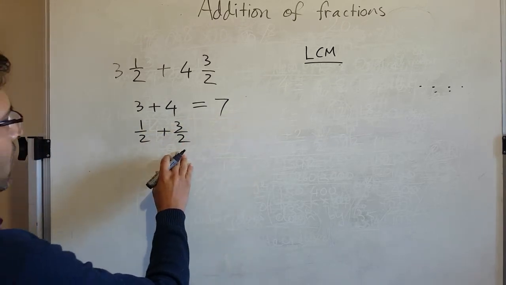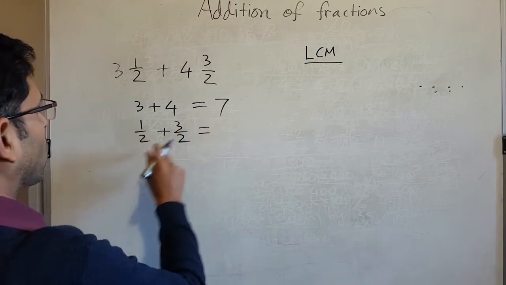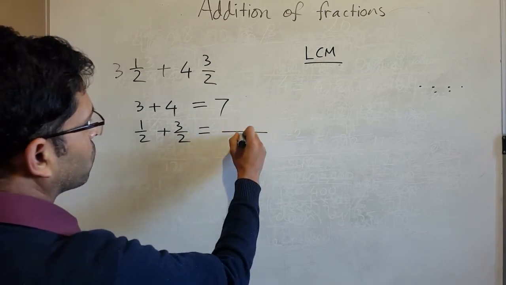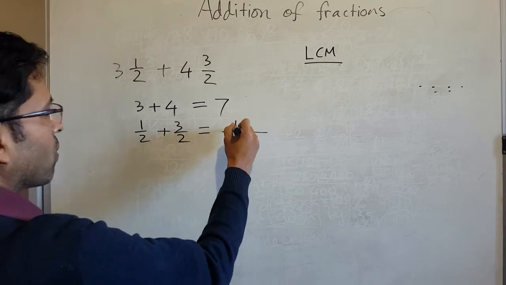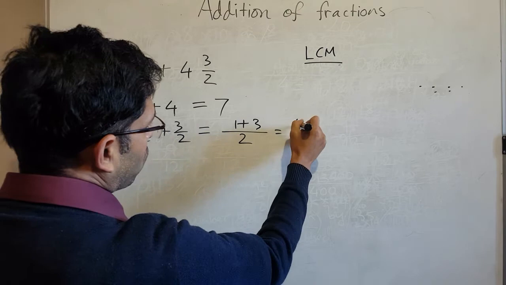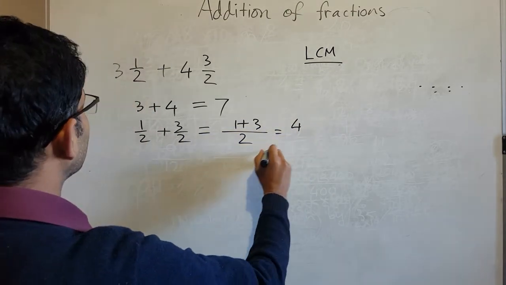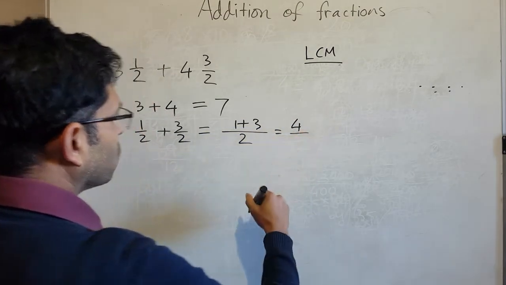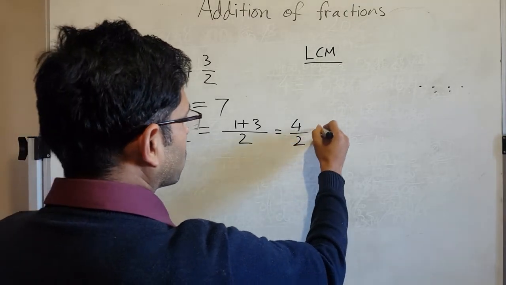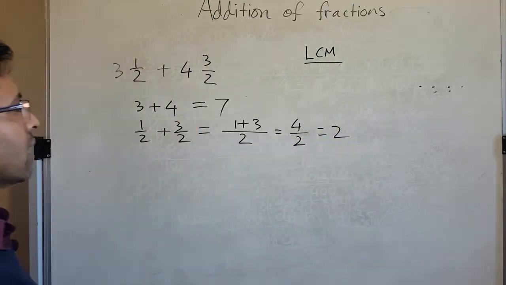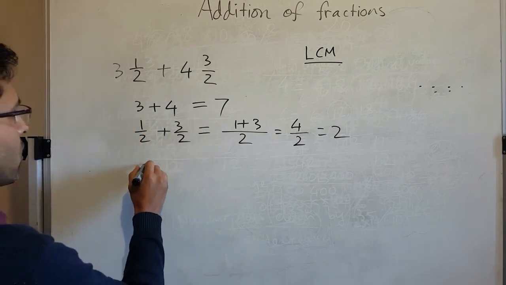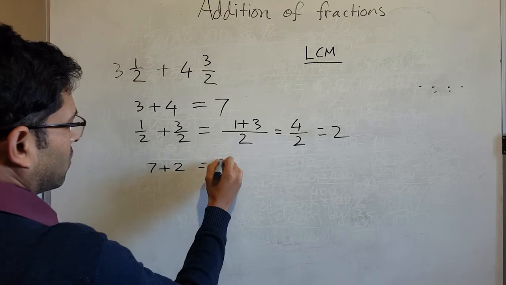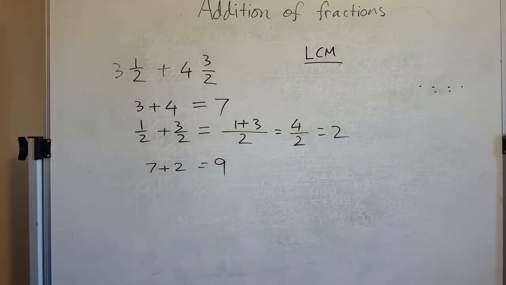So now we are adding the fractions the same way that we explained. We already have the same denominator. It's easy to do that fractional addition. We keep the common denominator, 1 plus 3, which is 4 over 2, which is 2. So if we add these, our answer will be 7 plus 2, which is 9. So the answer will be 9 if you add these two mixed numbers.